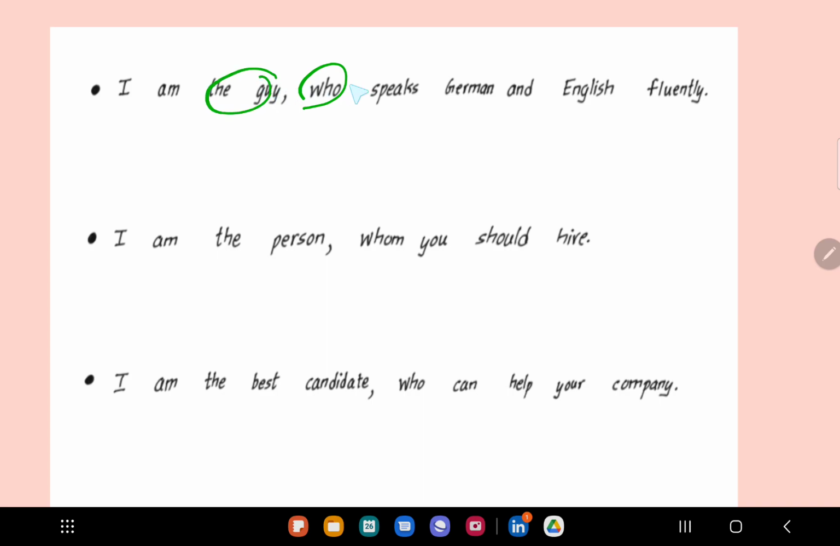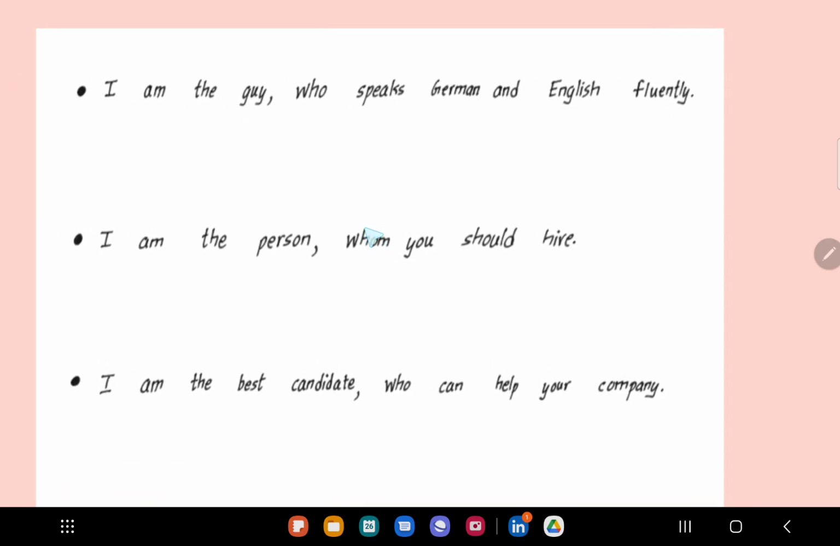Now, who speaks German and English fluently? So this guy speaks German and English fluently. So who is the subject, which was the object of the first sentence. Now, I am the person whom you should hire. So whom is the object of this sentence. I think I did not explain this well in the last slide: in 'you should hire', you was the subject, but the object was whom, which I forgot to write. So I am the person whom you should hire. So the person becomes whom in this sentence, right?